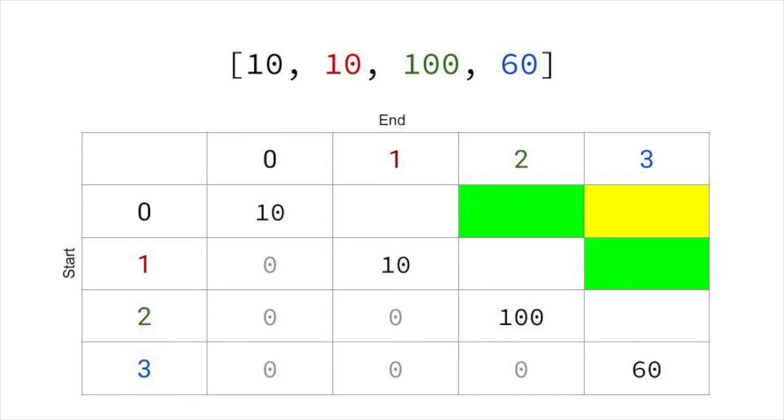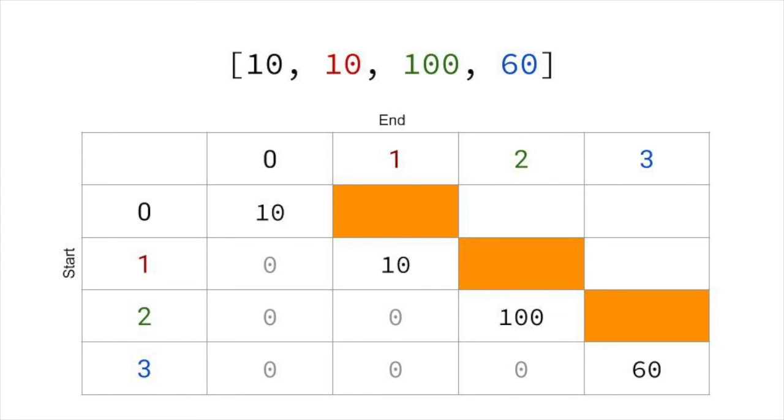To calculate a cell, we'll need the cell to the left and the cell below. We'll work diagonally, running through the table in stripes like this orange stripe, using the answers we have to get the answers in the current stripe. When the table is full, we'll get our answer.